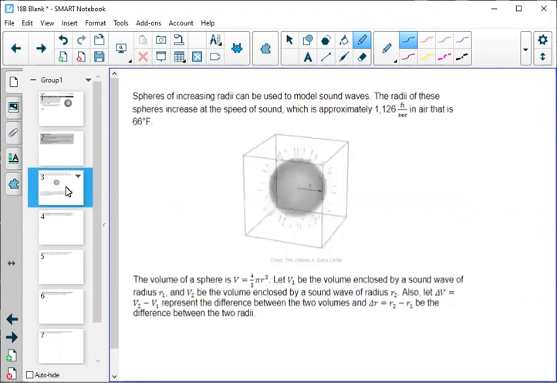Next screen. Spheres of increasing radii can be used to model sound waves. The radii of these spheres increase at the speed of sound, which is approximately 1,126 feet per second, in air that's 66 degrees Fahrenheit. The volume of a sphere is 4/3 pi r cubed. Let V1 be the volume enclosed by a sound wave of radius R1, and V2 be the volume enclosed by a sound wave of radius R2. Also, let delta V represent the difference between the two volumes, and delta R be the difference between the two radii.